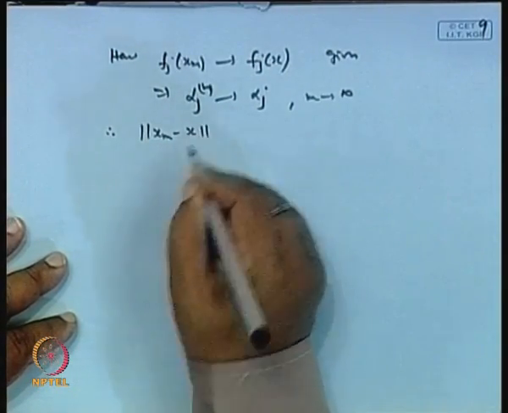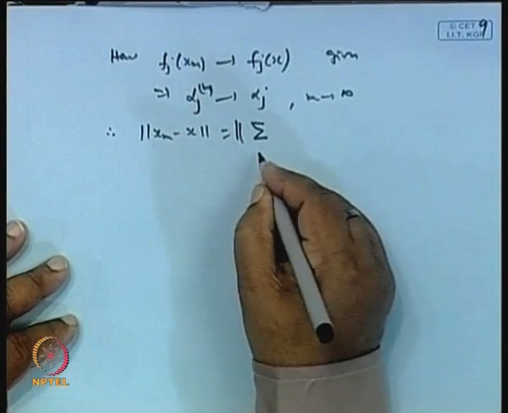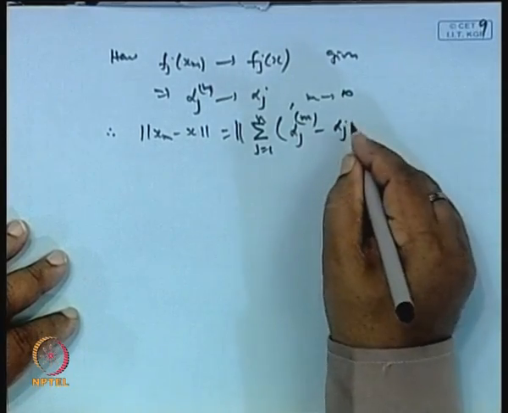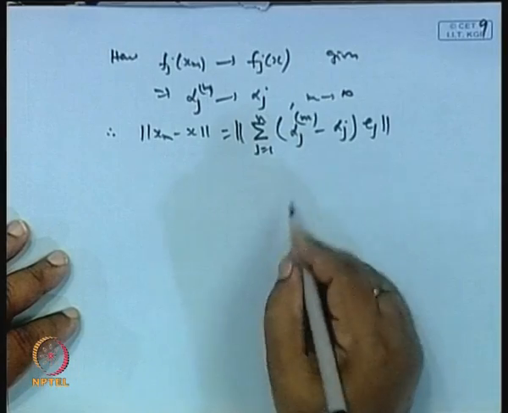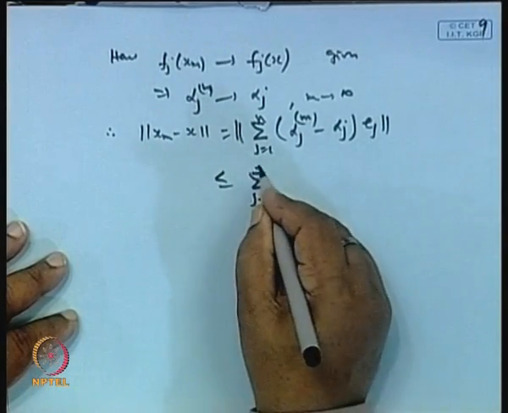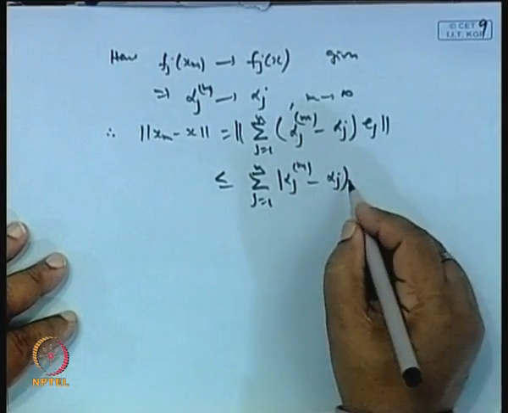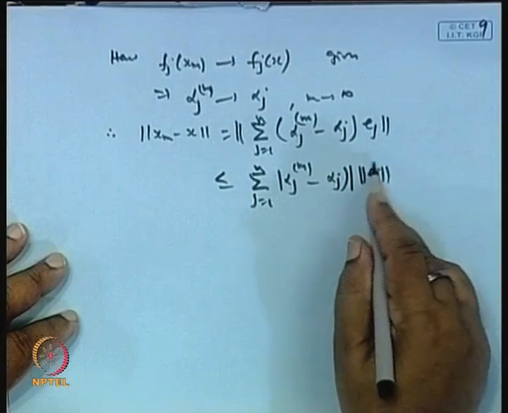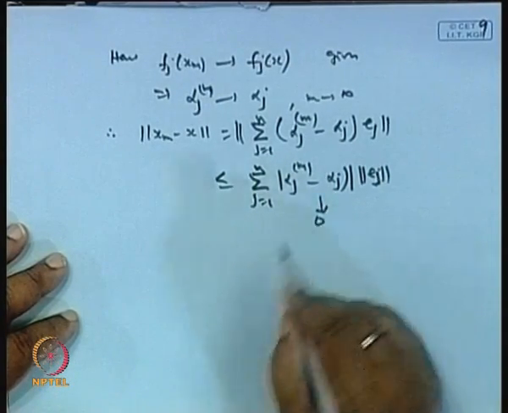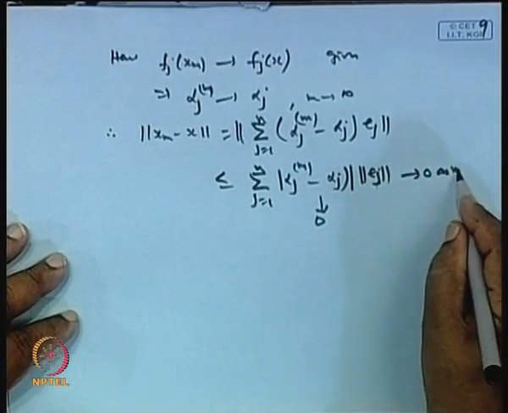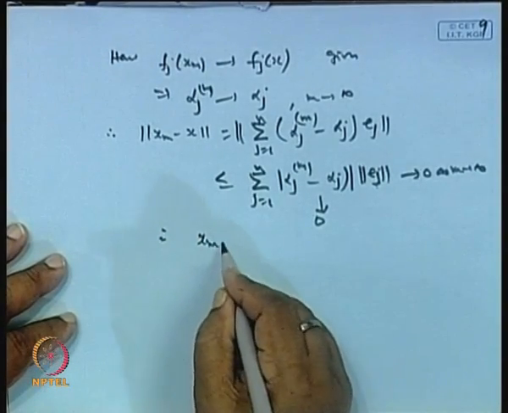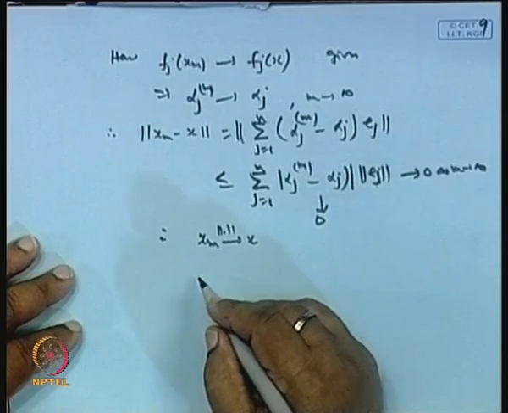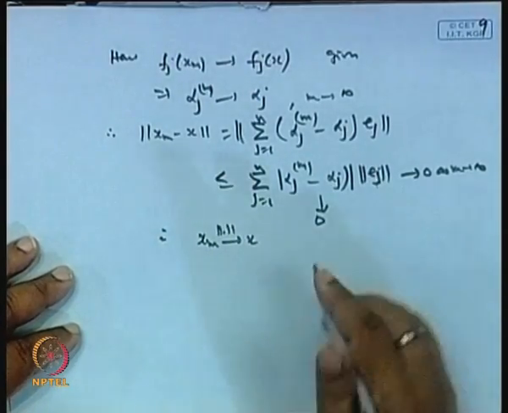norm of x_m minus x, consider this, which is equal to norm of the sum j equal to 1 to n of (alpha_j^(m) minus alpha_j) e_j. Now, this will remain less than or equal to the sum of mod of alpha_j^(m) minus alpha_j into norm of e_j, is it not? Now, the sum of norm of e_j is finite and this part goes to 0. So, the entire thing will go to 0 as m tends to infinity. Therefore, x_m will converge to x under this norm strongly. Okay. So, x_m converges to x weakly implies x_m converges to x strongly, and that is proved.